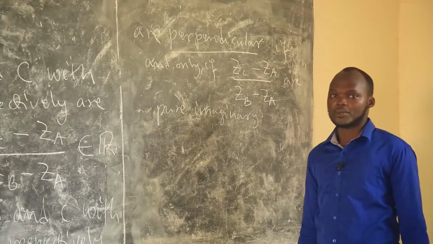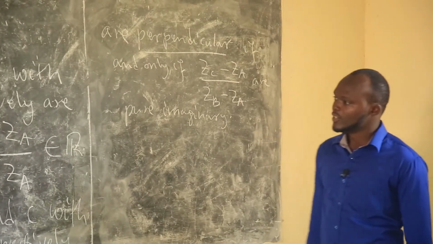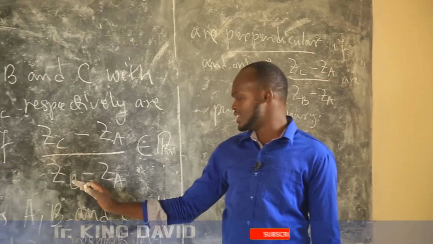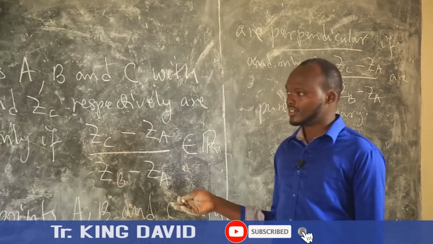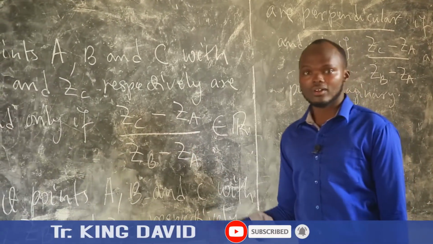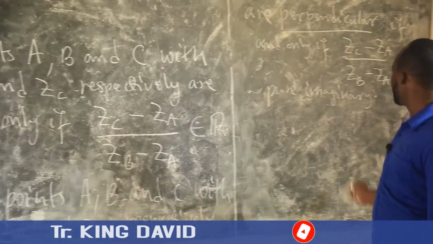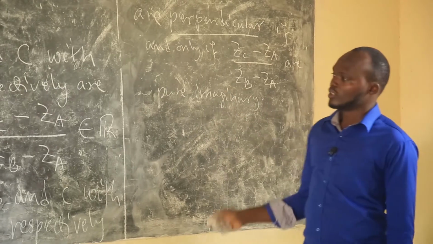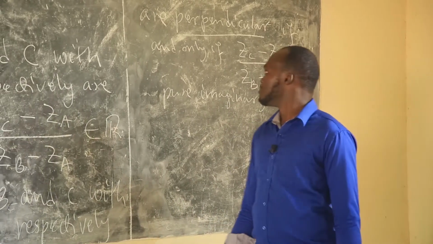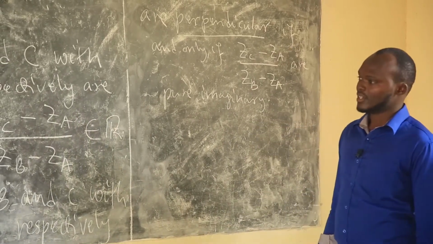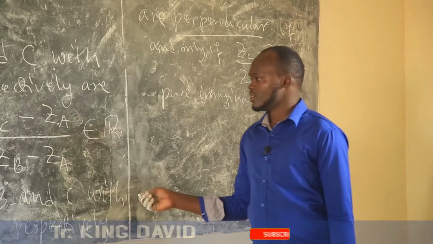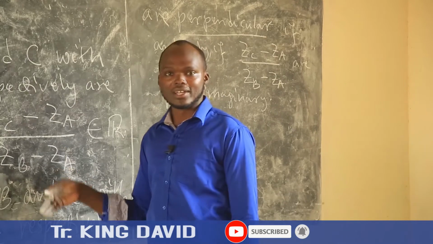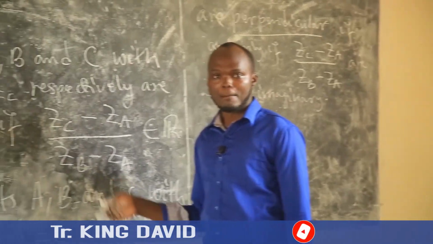Are what? Pure imaginary. So meaning that when you take ZC minus ZA divided by ZB minus ZA, we get a real number, that means they are collinear. But when you get a pure imaginary part, it means that those points are perpendicular. You remember when we were studying three points being collinear or three points being perpendicular.